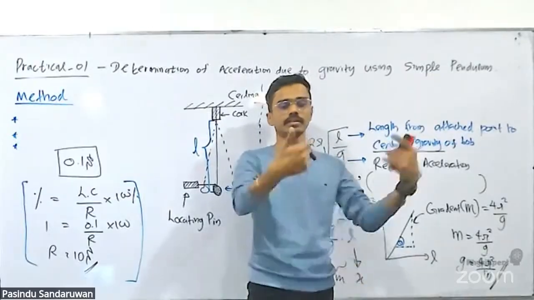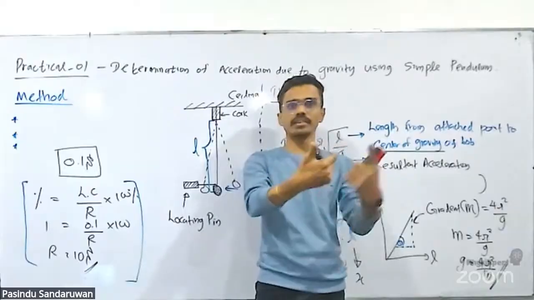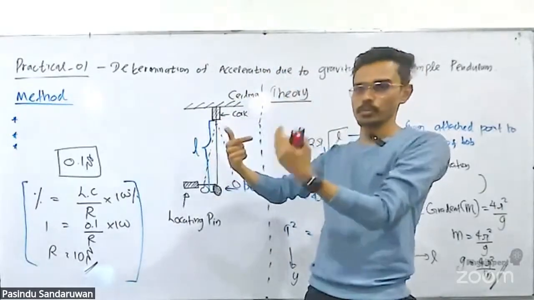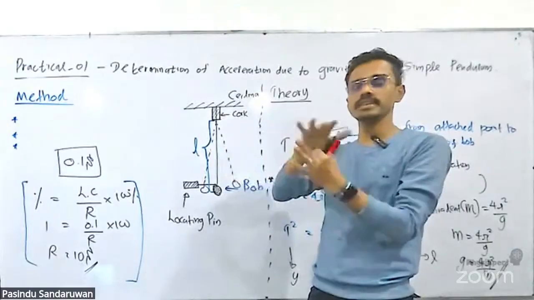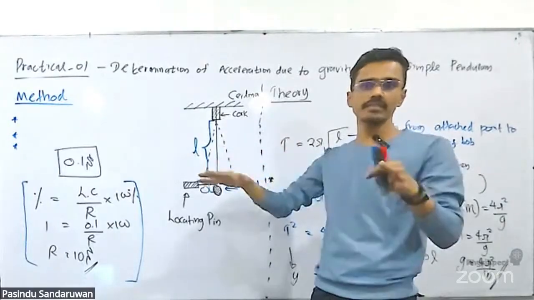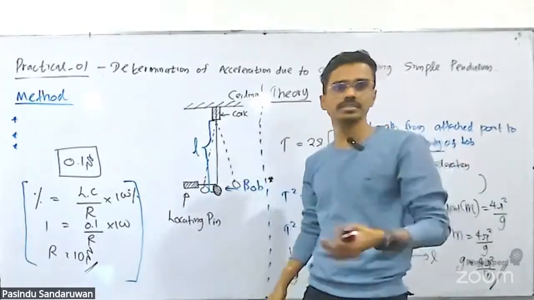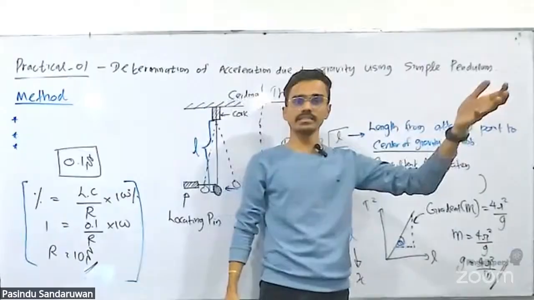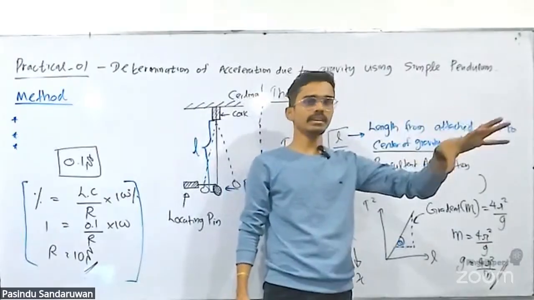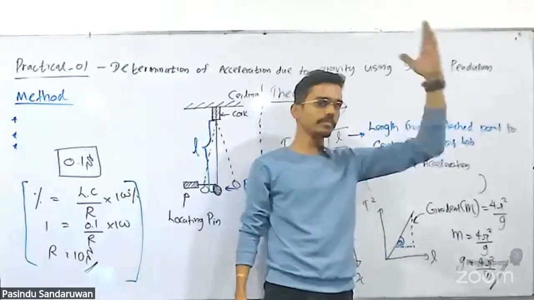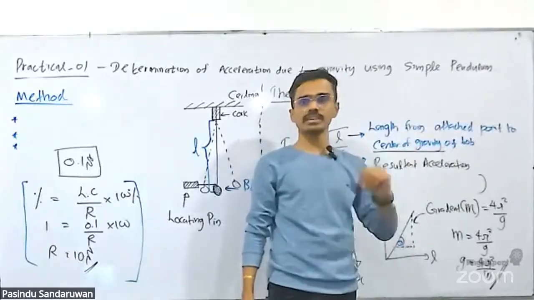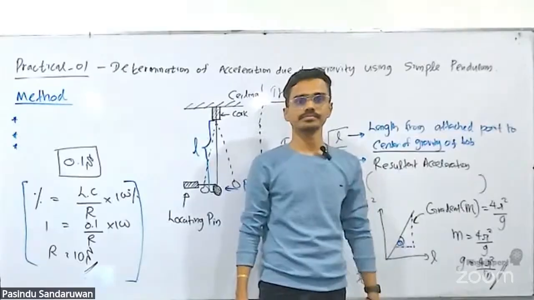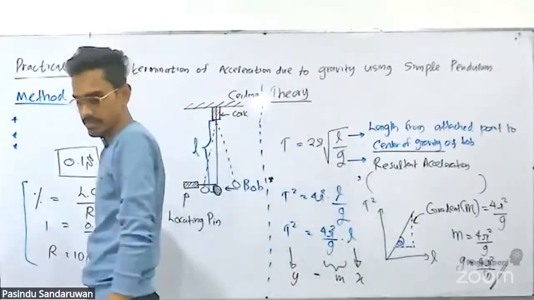We take the count when it passes the locating pin like this. If there is a small delay, it will be averaged out, becoming a mean value when you consider the average. So that's why 2 are considered. If you consider more than 2 readings for a given length and take the average, the accuracy of the experiment can be increased. Taking 3 and averaging gives more accuracy, and taking 4 gives even more. Right. Next point.